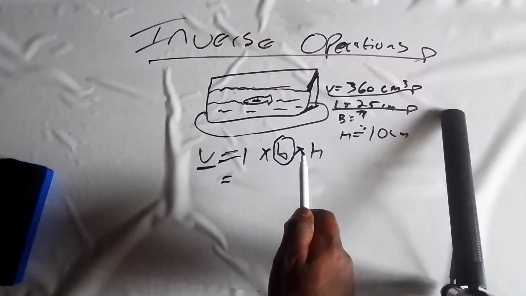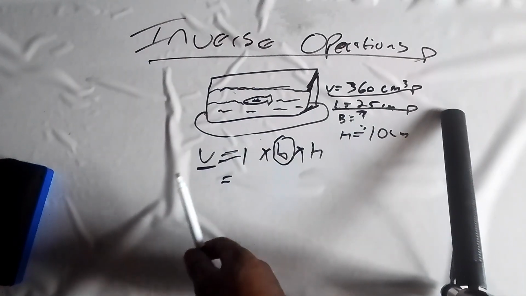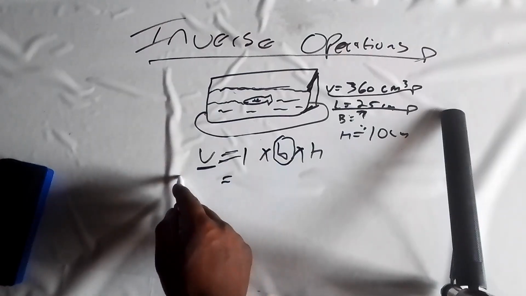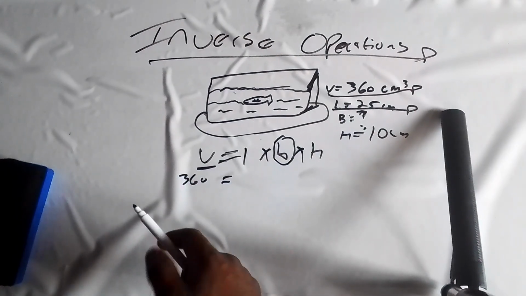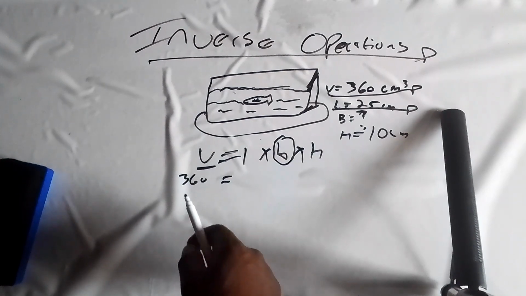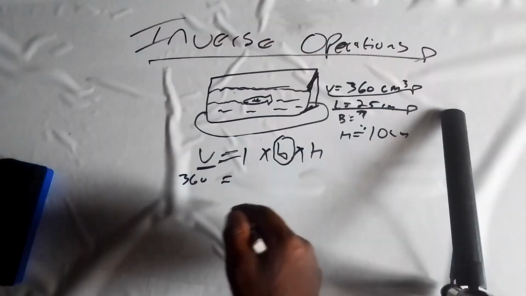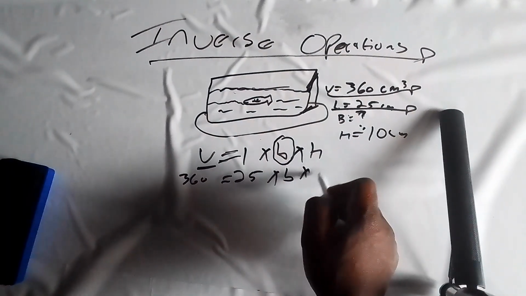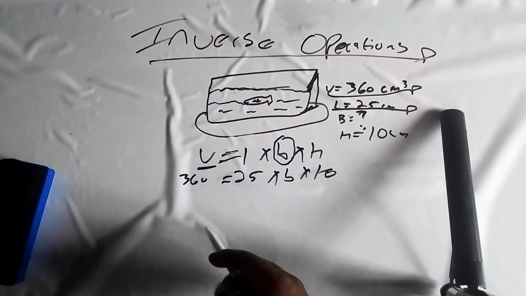So remember the rules, or the step-by-step guide I gave you. Number one, when we're substituting, we write in the formula first. Number two, we change the variables with the quantities that we have been given. So here it's 25 times breadth times height, which is 10. You can write the units, I'm just choosing not to.